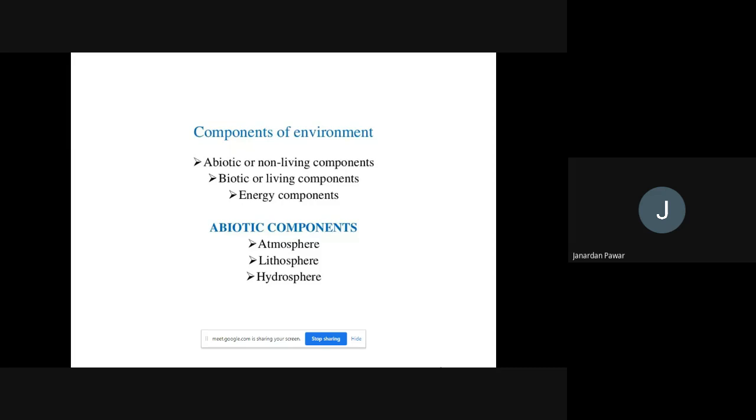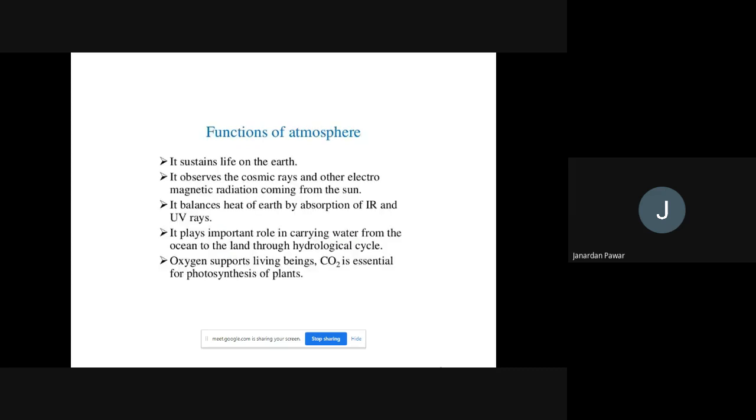So the first one we are going to discuss is abiotic components. The first one is atmosphere, the second is lithosphere, and the third is hydrosphere. Whenever we think about abiotic components, we think about these three aspects: atmosphere, lithosphere, and hydrosphere. These are the content of abiotic components. Then what are the functions of abiotic components? It sustains life on the Earth. We are going to see all those things in a very fast manner.